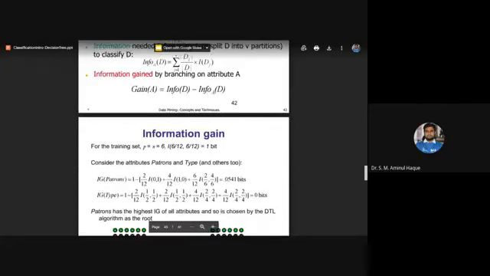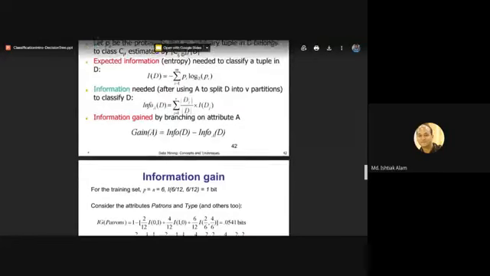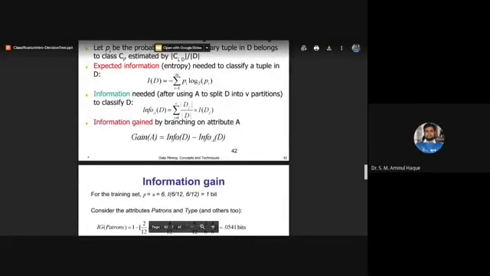Sir, can you please explain the Info_A(D) again, please? Info_A(D), yes. It is similar, but it doesn't have any minus. It is positive, and it is a summation with j equal to 1 to v. What is v?